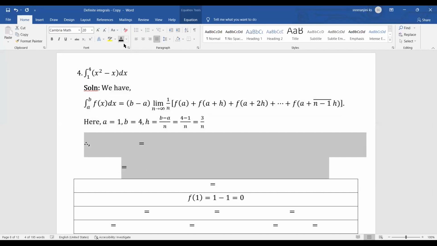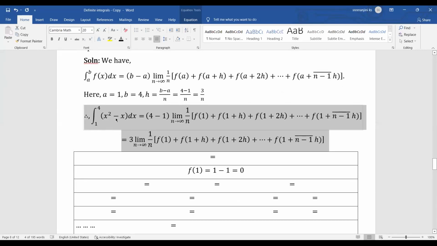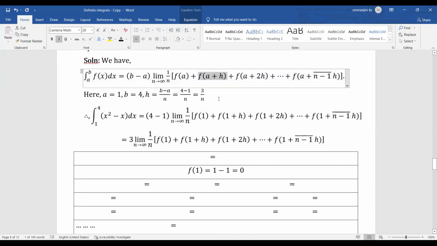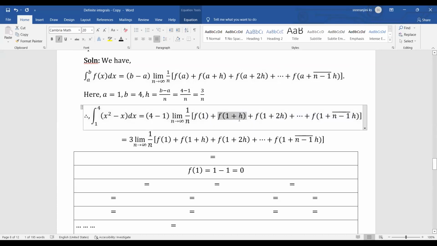Now coming to the integral, 1 to 4 x square minus x dx. b minus a, that is 4 minus 1, limit n tends to infinity. And here a is not equal to 0, so there will be a difference. a is equal to 1 here. So f of a plus h, a is equal to 1, so it will be f of 1 plus h. We cannot simplify further.